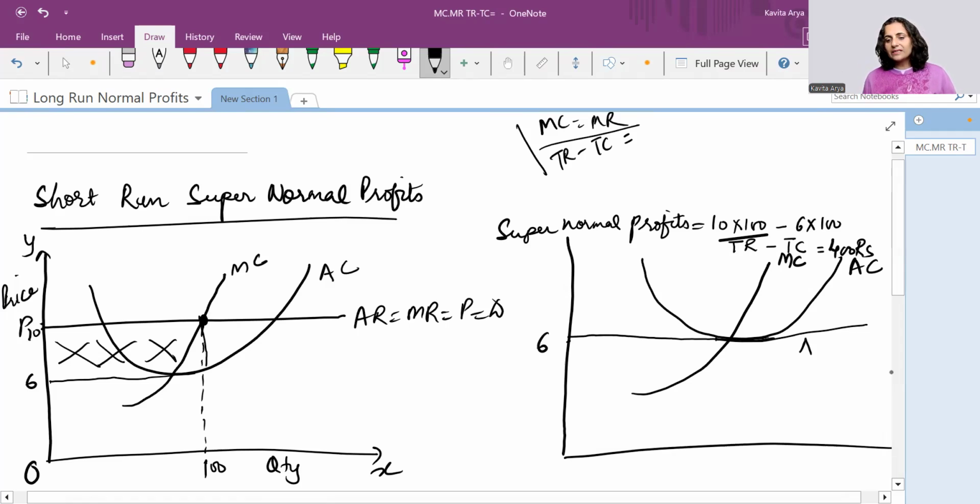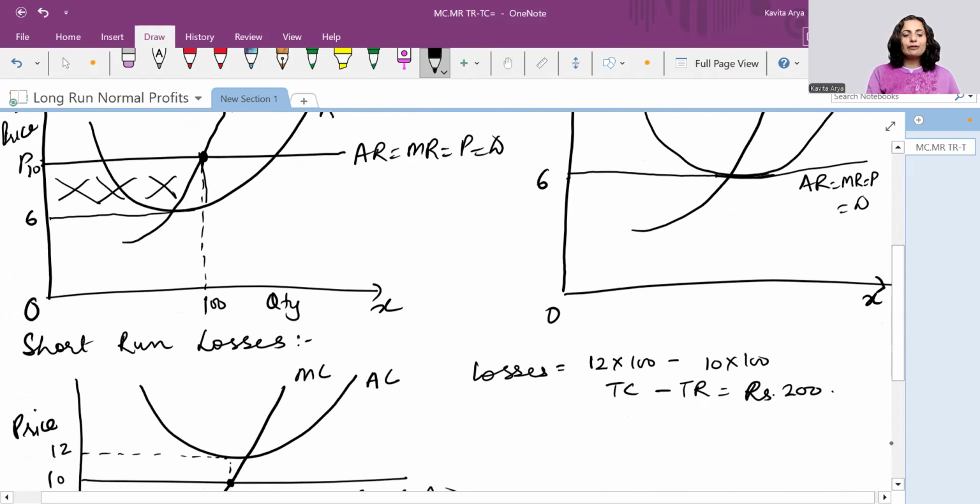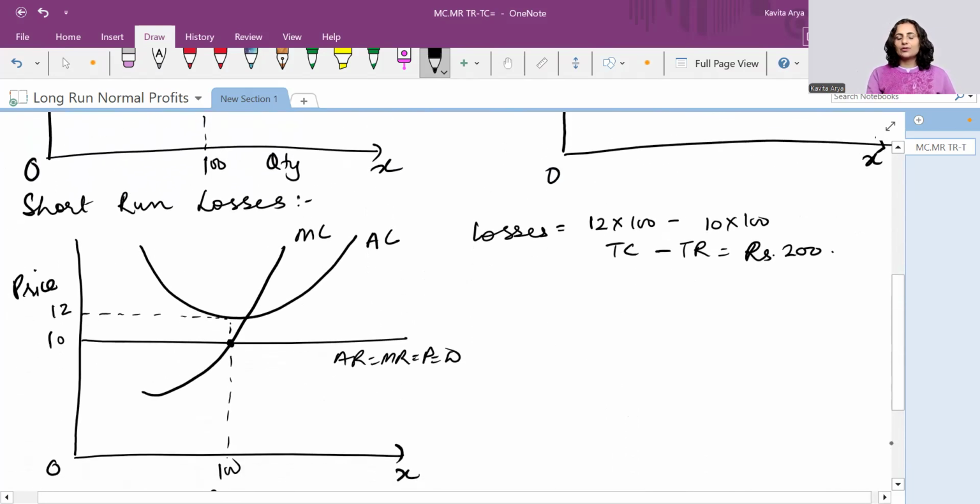So this line showcases AR is equal to MR is equal to P is equal to D, meaning thereby there is no scope of supernormal profits, as supernormal profits are wiped up by the entry of other firms and hence the crashing of the prices. Right. Now let's understand what happens in case of losses. So when we talk about losses, this is the situation.